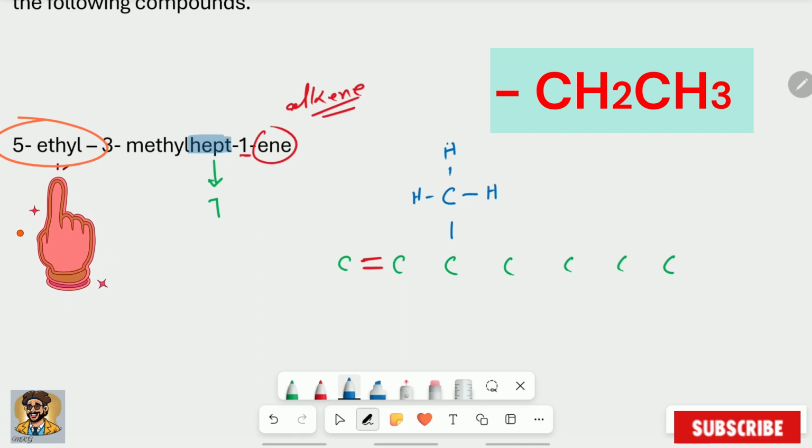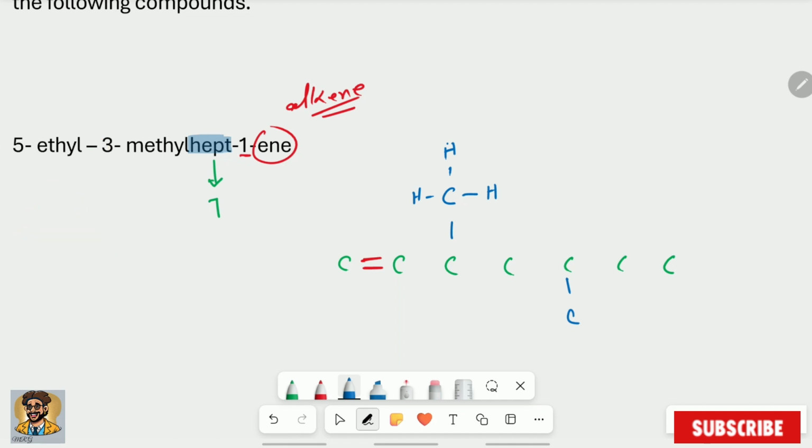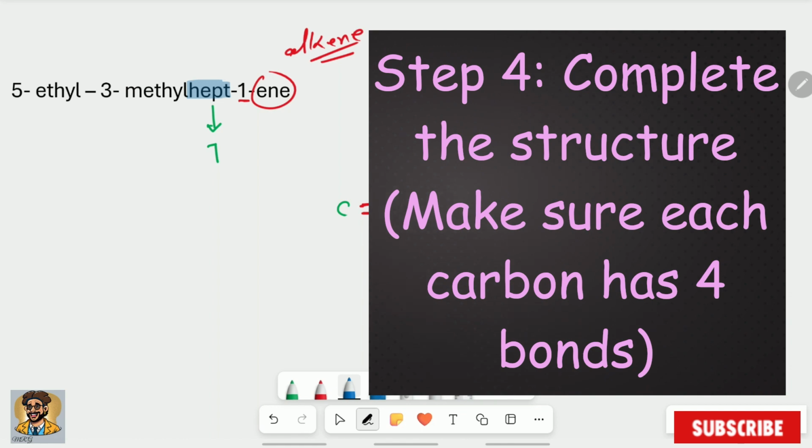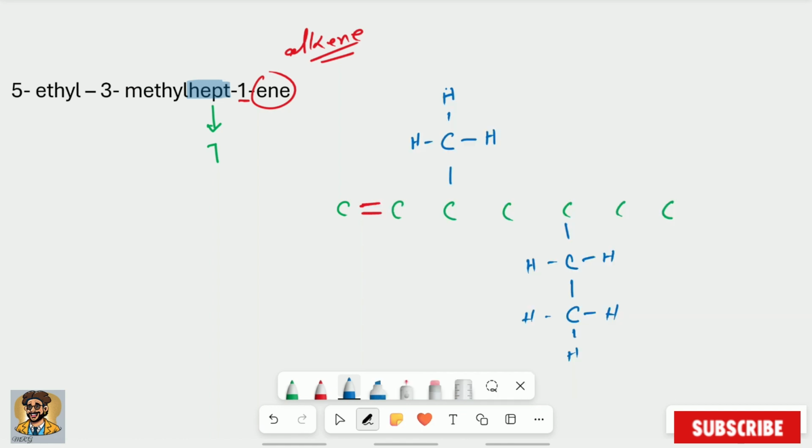So I'm going all the way 1, 2, 3, 4, and 5 is here. You can do it either down or up. It doesn't really matter. I'm going to do it down, but you can do it up if you want, okay? This one is ethyl. You need to learn, obviously, the structural formula of the different alkyl groups. Is there any more substituents? There's nothing else. So what is left for me to complete all the bonds for carbons and hydrogens? You have to make sure every carbon has 4 bonds.